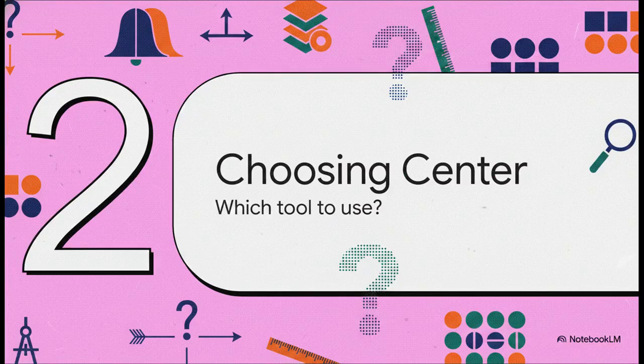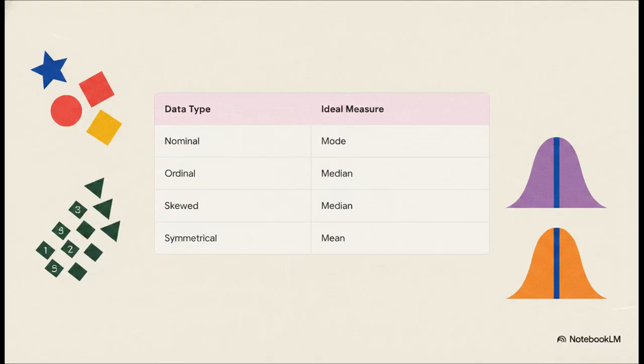Moving on to section 2, choosing the right center. Now, you might be wondering, how do we actually know which of those 3 tools to use? Well, we can't just pick our favorite one, and this brilliantly illustrates exactly why. Every single measure of center has its proper place, and that's dictated entirely by the type of data we're looking at.